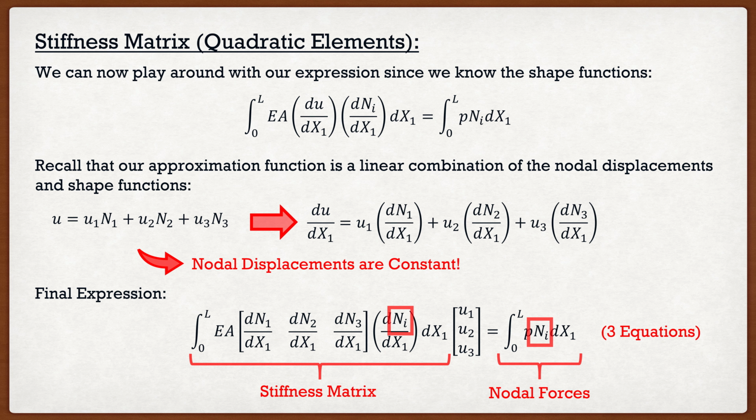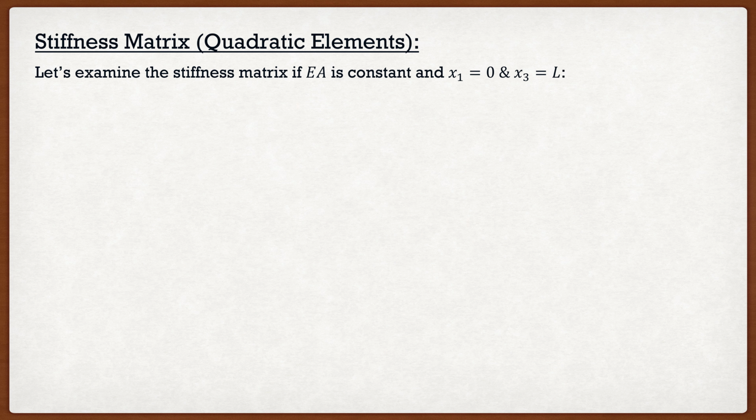But again, everything else is the exact same. So let's say that we had a stiffness matrix with a constant EA, and x1 is equal to 0 and x3 is equal to L. Now remember that that middle node, which we called x2, is directly between x1 and x3. Therefore, that would have a value of L over 2.